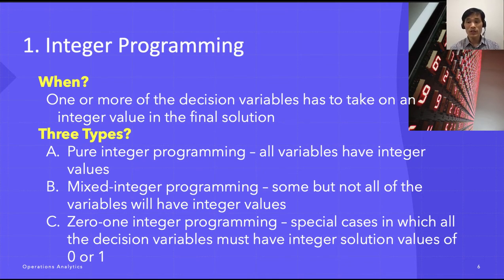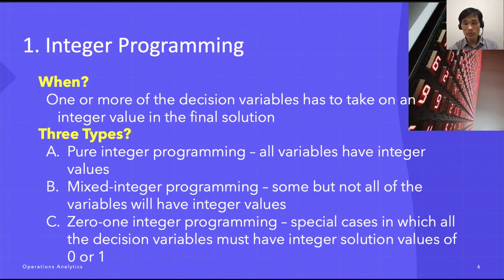Solution values must be whole numbers in integer programming. Those three types are pure integer programming, mixed integer programming, and 0, 1 integer programming. Pure integer programming problems are cases in which all variables are required to have integer values. Solving an integer programming problem is much more difficult than solving an LP problem. The solution time required to solve some of these may be excessively longer than the normal linear programming.